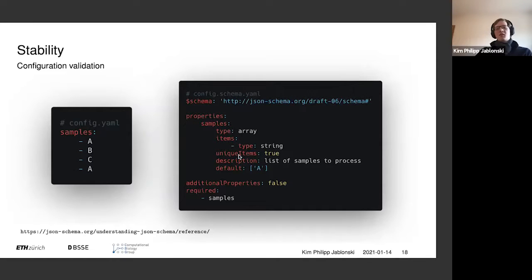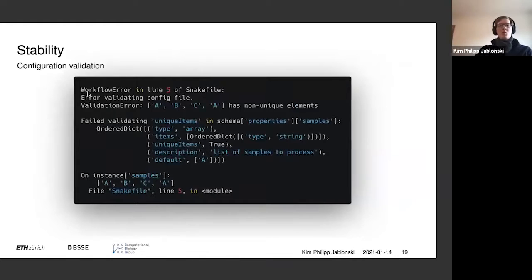Now you may already notice we say, well, the list needs to contain unique items, but we have a duplicated one in here, namely A. So what happens if we try to validate this? Well, we will have a workflow error in line 5 where we do the validation, because we have an error in validating the config file because this list has non-unique elements. So this can basically immediately tell you where you went wrong in your configuration file and makes it rather easy, as soon as you understand this output, to fix it and to make your workflow work again.